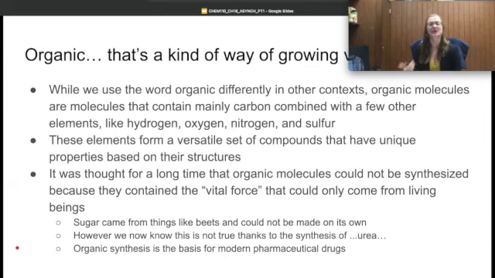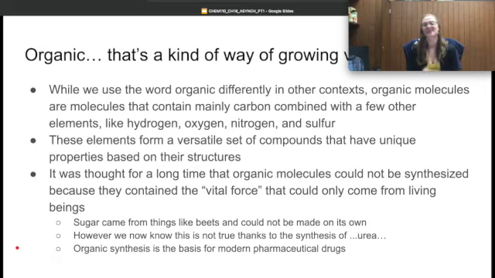However, we know that this is not true due to the synthesis of urea. That might be ringing some bells for you, but we actually figured out that we could synthesize urea from urine in the lab. It was the first organic molecule we were able to synthesize. So organic chemistry was kick-started by pee, for lack of a better word. It has a not very noble origin.